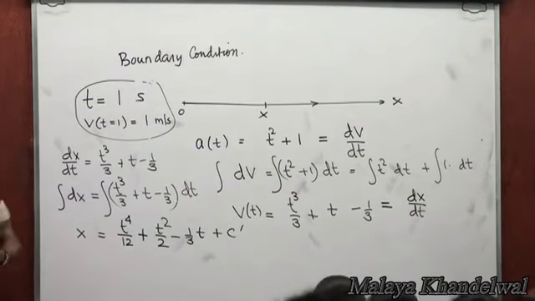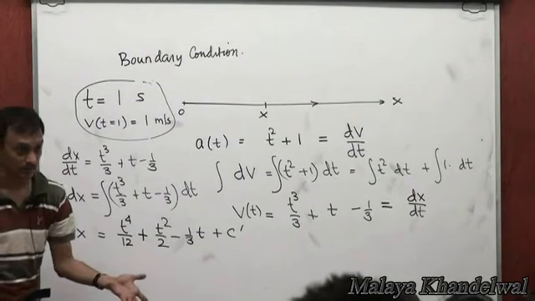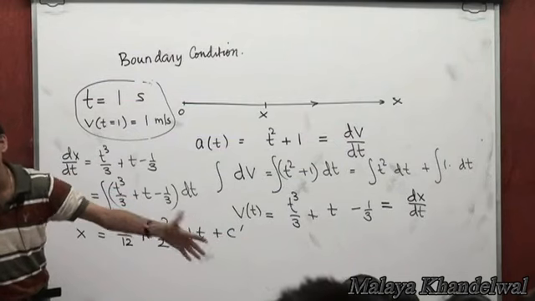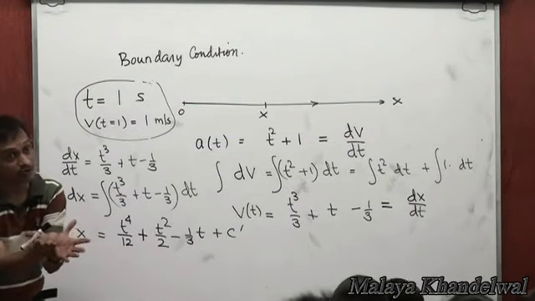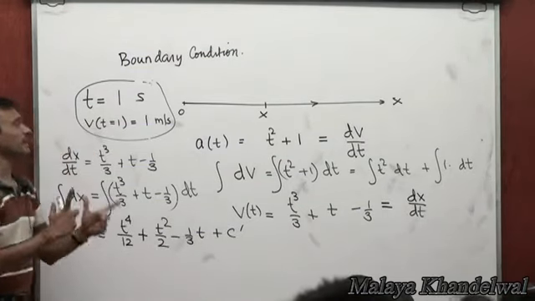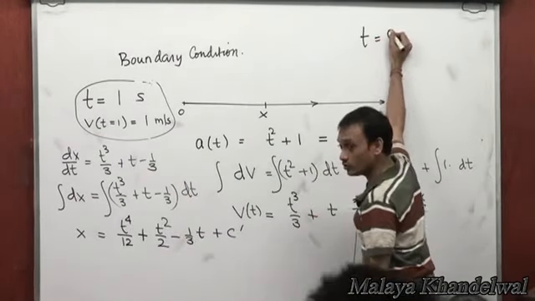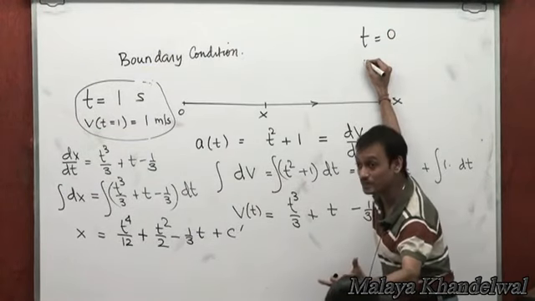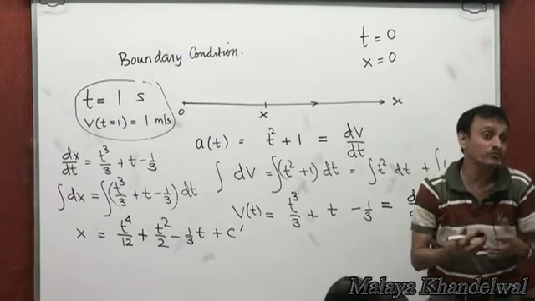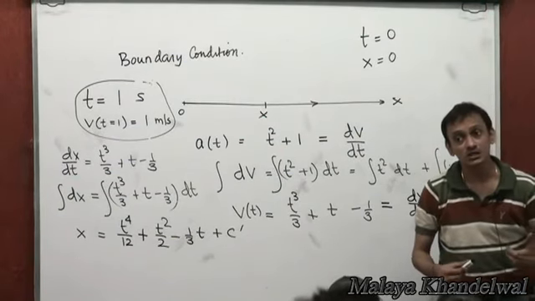So now again, you are not ready to compute x at any instant of time. Why? Because c prime is still unavailable, right? So c prime would have to be computed based on yet another boundary condition. Somebody might tell you that at time t equal to 0, the particle was at the origin. That means x was 0. This could be a boundary condition, right? At t equal to 0, x was 0.